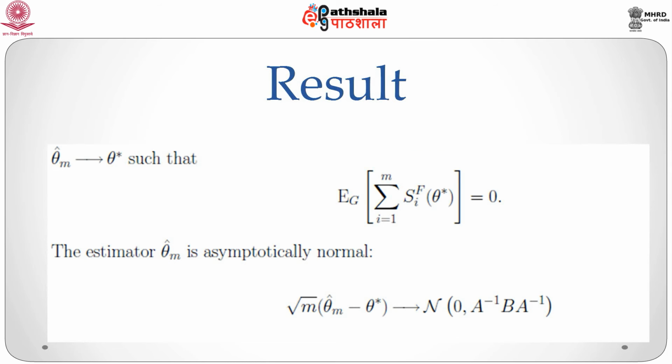We have then a result that theta_m hat tends to theta star, such that the expectation under g, which is the true distribution, of summation i=1 to m S_i^F(theta star) equals 0. Thus, the estimator theta_m hat is asymptotically normal, and it can be shown that root m (theta_m hat minus theta star) tends to the normal distribution with mean 0 and a variance of the form A inverse B A inverse. For the details of the matrices A and B, you are referred to the paper by Wedderburn.